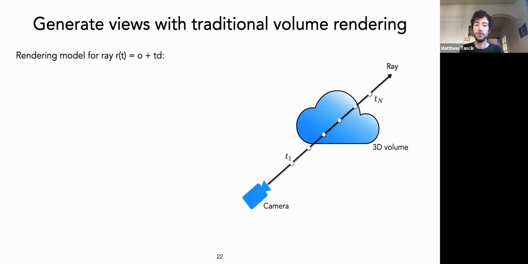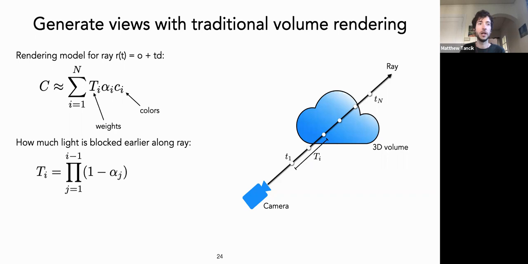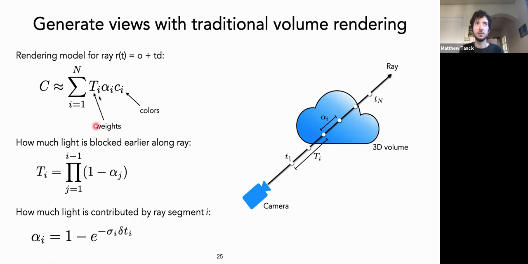So this will compute the color C of any camera ray as the sum of contributions from each segment of the ray through the volume. Each segment's contribution is the segment color, C sub i, weighted by an estimate of the transmission, T sub i. This computes how much light is blocked before reaching that segment. And finally, it's also multiplied by this alpha i, which is the amount of light emitted by the segment. This is a function of the segment's length, delta t sub i, and its estimated volume density, sigma. This is essentially the same as the opacity of the segment.